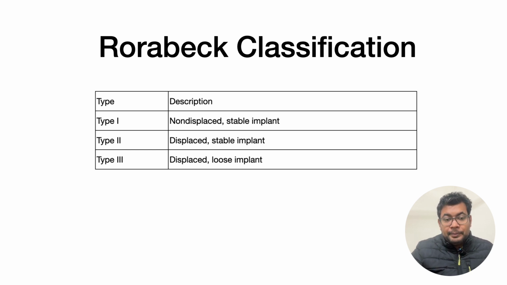Now if it is a displaced fracture but the implant is stable, that is type 2, then definitely we will have to fix the fracture, that is open reduction and internal fixation, or sometimes in the distal femur we may use a retrograde intramedullary nail. That is a very reliable method of fixation. Then type 3 is a displaced loose implant. When the implant is loose, we will have to revise the implant. So the answer is revision total knee arthroplasty.